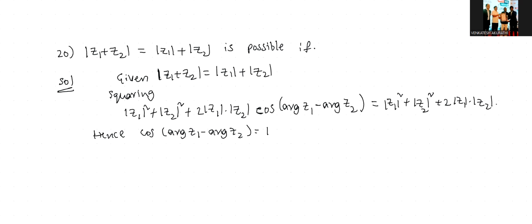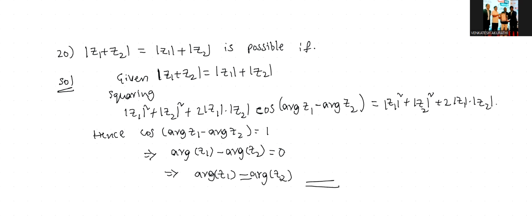That implies argument of z1 minus argument of z2 is equal to 0. So cos inverse of 1 is equal to 0. From this equation, argument of z1 is equal to argument of z2. So this is the solution.